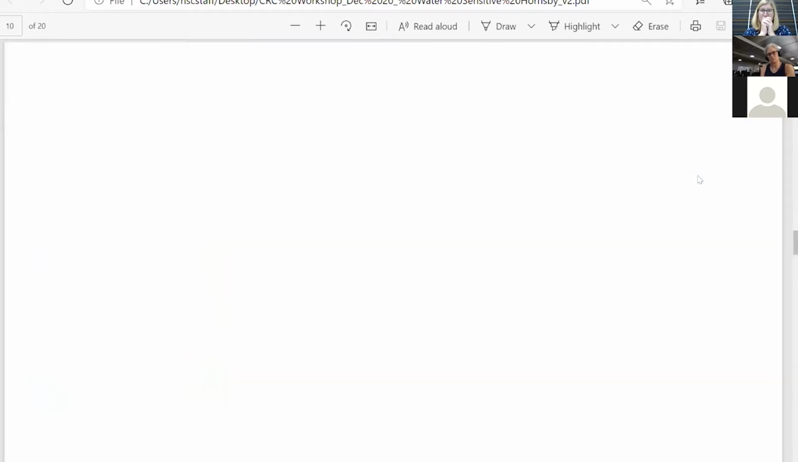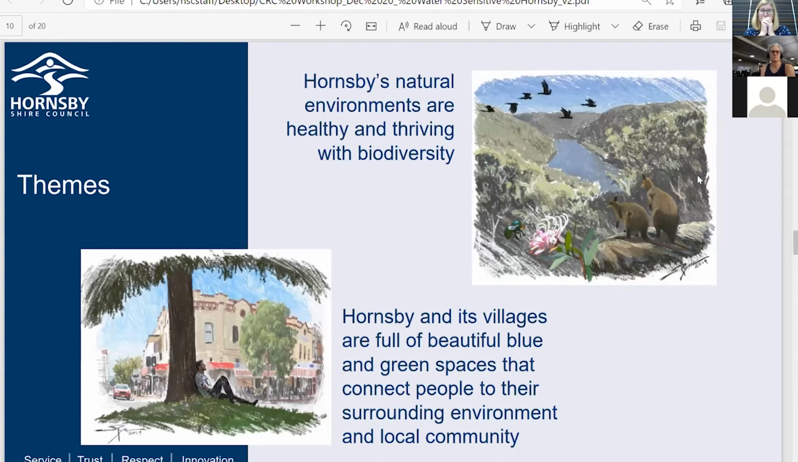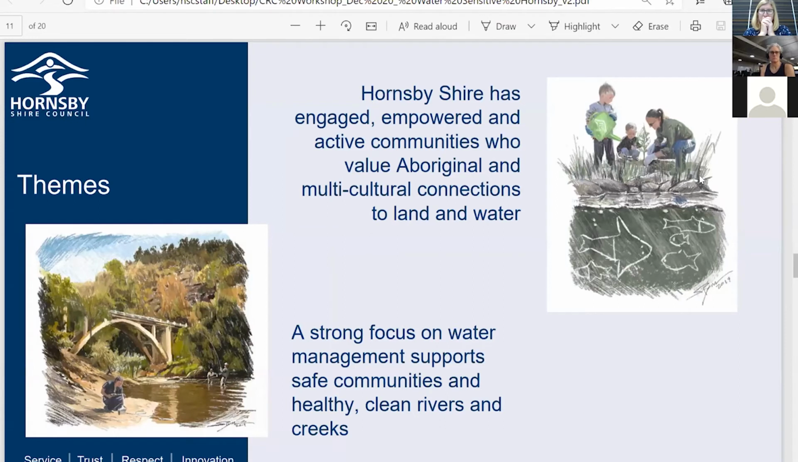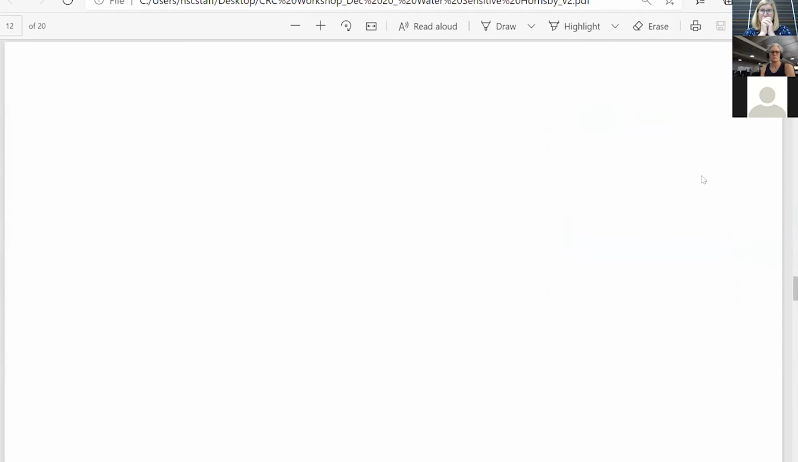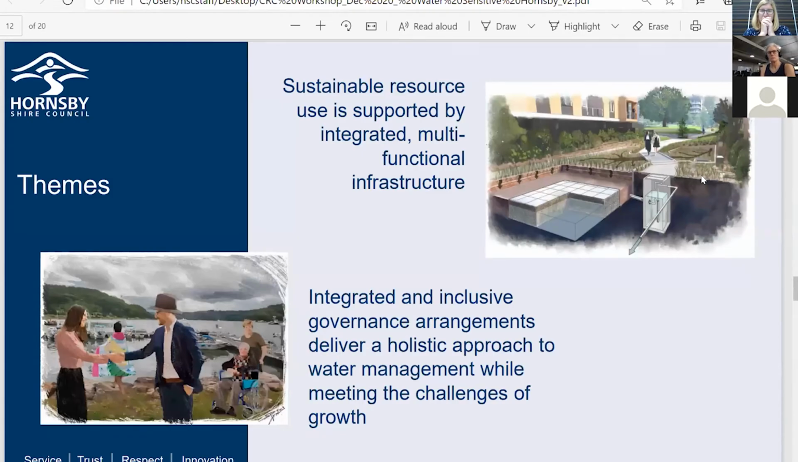From those visions, we then developed vision themes. So we had 6 vision themes, which were very closely aligned to the goals of a water sensitive city. So around natural environments, beautiful blue and green spaces, empowered communities, a strong focus on water management and safe communities, sustainable resource use, and integrated and inclusive governance. One thing we had the luxury of, we had an artist in-house who was able to visualize some of these visions and vision themes. So that's what the products are there.